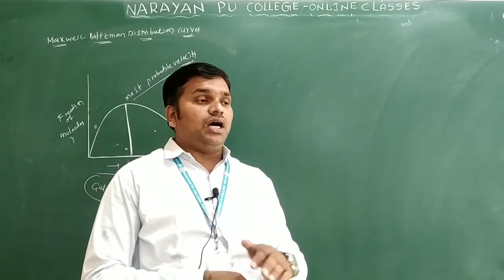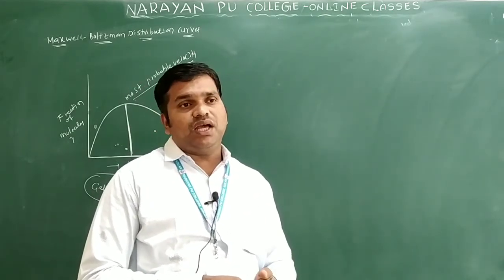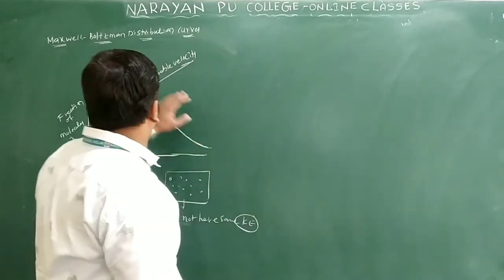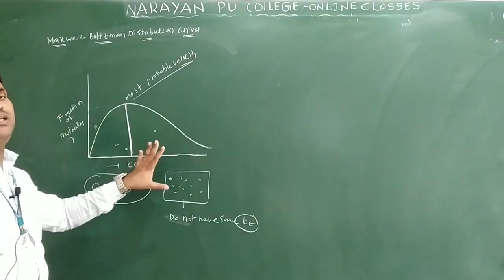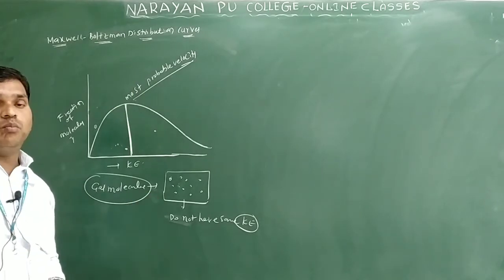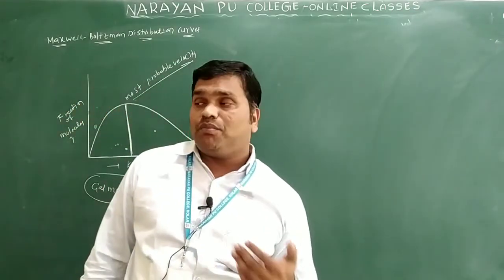So the behavior of a large number of gas molecules can be explained in terms of which one? Maxwell-Boltzmann distribution curves only. Before, I took kinetic energy. One of the definitions we found is most probable velocity: the velocity possessed by the maximum number of the molecules.